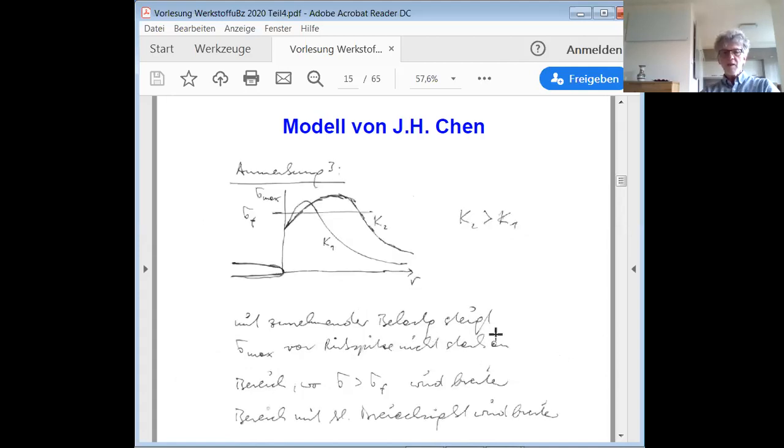Okay. Then a third remark: when you increase the load from a stress intensity K1 to a stress intensity K2, larger than K1, the effect is not so much an increase of the maximum stress in front of the crack tip, but more that the region where you have high stresses is elongated.